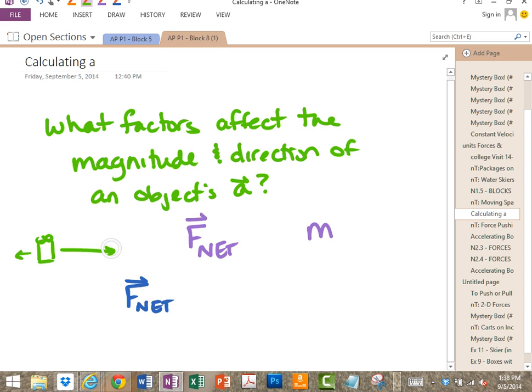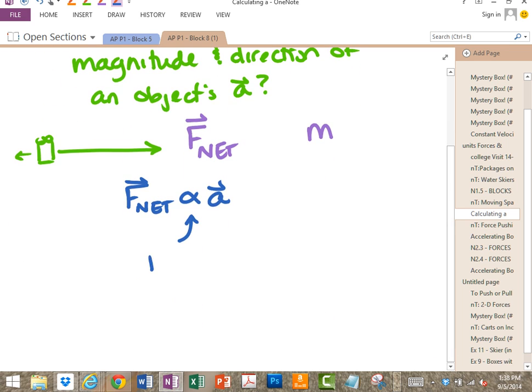Now, what if instead of that force, I have an even bigger force. What do you think is going to happen to him? I'm going to push harder. What's going to happen to his acceleration? It's going to go even more. Does that make sense? The harder that I push, the more acceleration it's going to have. So yeah, as F net goes up, the acceleration is going to go up. So I'm going to say that they are proportional. That little sign means proportional to.